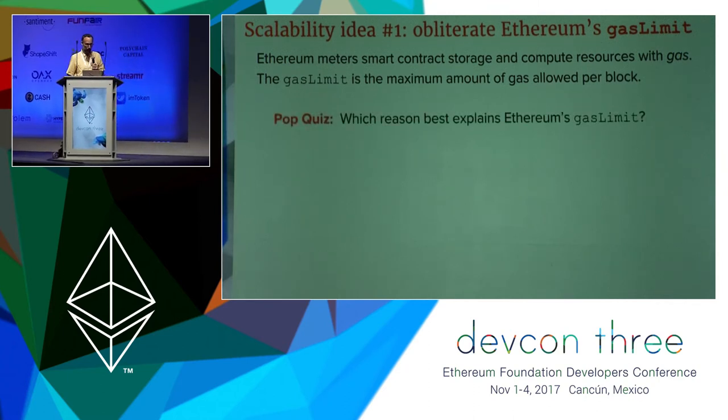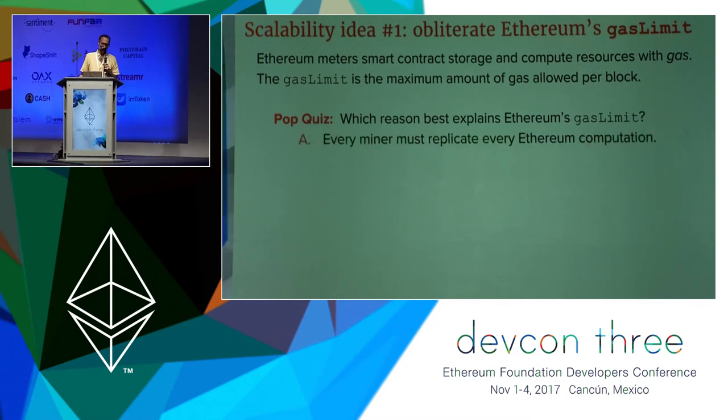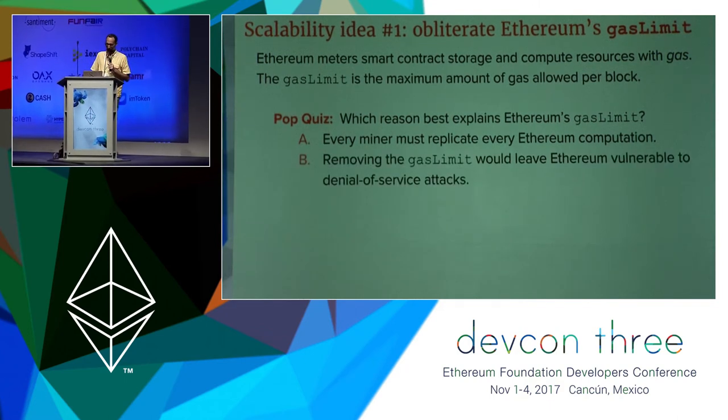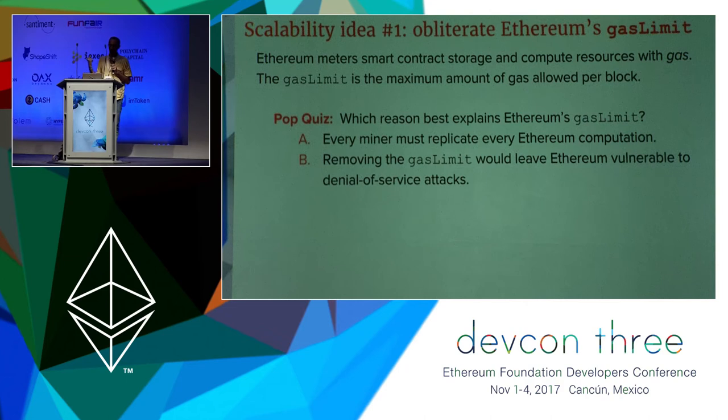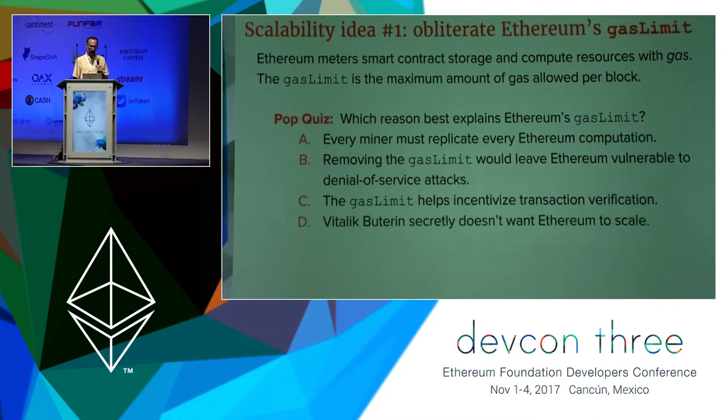And so why do we have the gas limit? That's a question. Reason A, is it because every miner has to replicate every Ethereum computation? B, it's because removing the gas limit would leave Ethereum vulnerable to denial of service attacks. Is it C, because the gas limit helps incentivize transaction verification? Or is it just that Vitalik Buterin secretly doesn't want Ethereum to scale? Well, I think we can quickly cross out D because it's not a secret anymore. I told this same joke a few weeks ago at CESC.